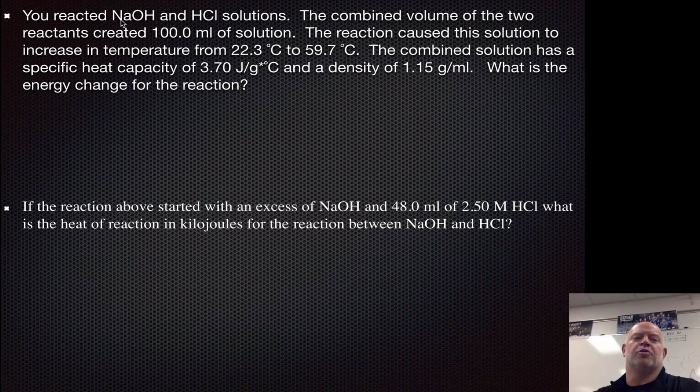Okay, so we're reacting sodium hydroxide with hydrochloric acid solutions. The combined volume of the 2 is 100 milliliters. The reaction causes the solution to increase in temperature from 22.3 to 59.7 degrees Celsius. The combined solution has a heat capacity of 3.70. Okay, very close to water, but not water's, because we have other stuff in it that's probably changing this number a little bit. Okay, and it has a density of 1.15 grams per milliliter.